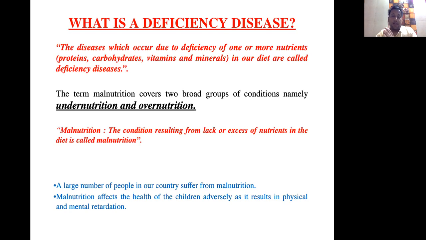So today's topic is the deficiency disease. After knowing about all these macro and micronutrients, what do we mean by deficiency? You can easily understand the exact meaning of deficiency disease now. If there is a deficiency of any one or more nutrients, be it macro or micronutrient, in our diet, not for a very short period but for a much longer period, then a deficiency disease can occur.